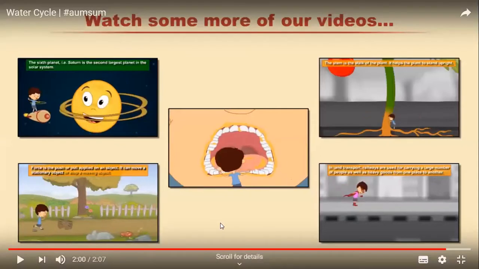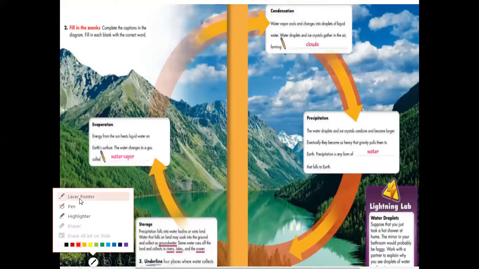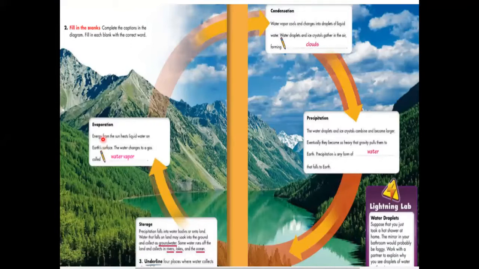Okay. Now let's complete our lesson again. Now here are the steps of the water cycle: evaporation, the first one. In evaporation, the water changes from what to what? From liquid to gas. What do we call this gas? All of you, right? Water vapor. Now what is the second step? Look at the pointer here.